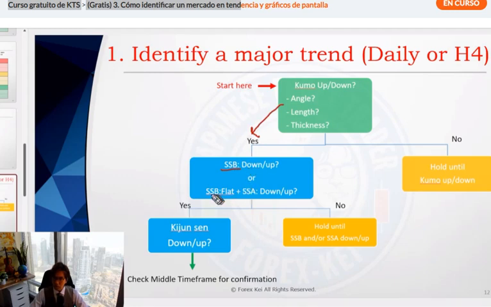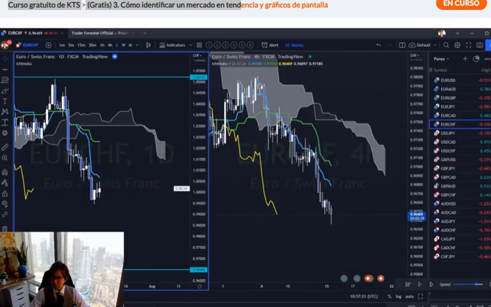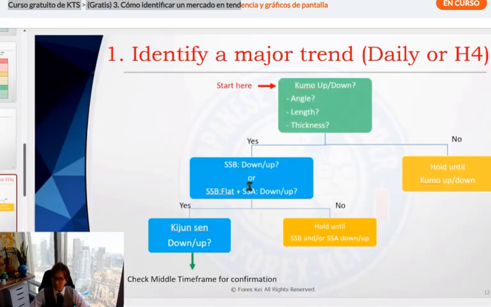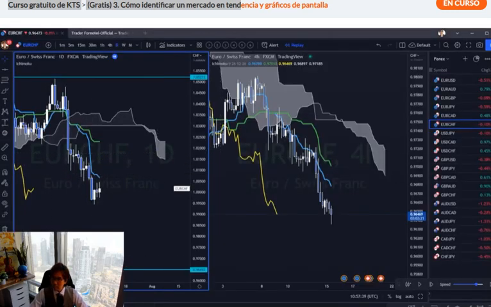down or up. If Senko span B is flat, then you also check if Senko span A is down or up. So if Senko span B is down in that example, then it's okay. But if you look at this example, just focus on the daily time frame first. Senko span B is flat, right? So when you see Senko span B flat, then you check either Senko span A is up or down. So in this example again, Senko span A is down, like this way. So this is a good market for this downtrend in the long term.